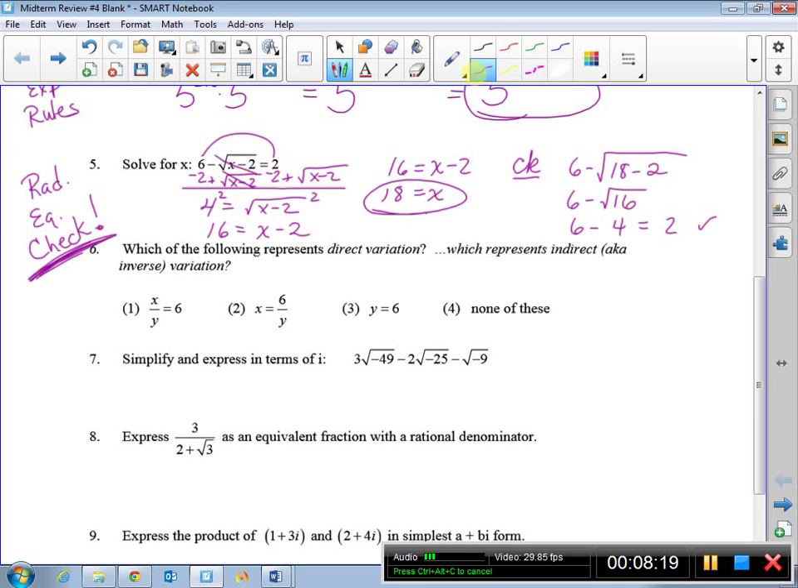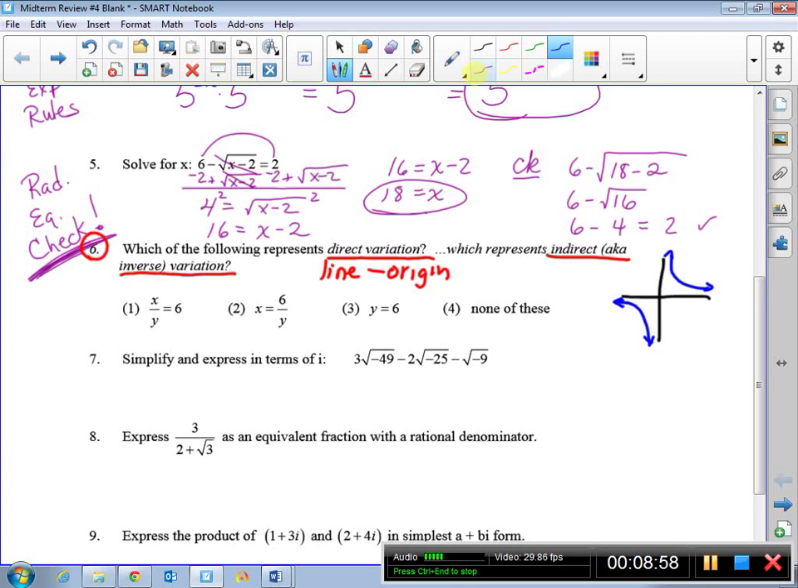Number 6. Number 6 says, which of the following represents direct variation? Remember, that's a line through. Which represents indirect variation, also known as inverse variation. And inverse variation, remember, those come out graphically looking like this, and that occurs when you have the product of each of the values equaling a constant.